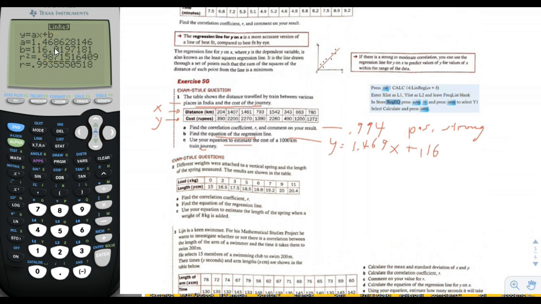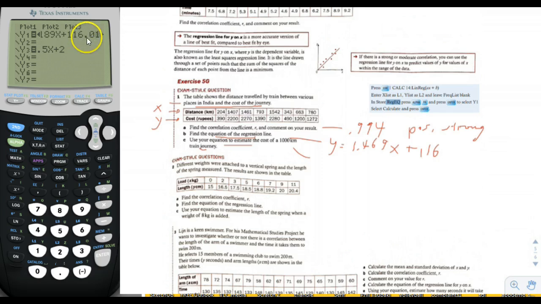Okay, and then it asks to use the equation to estimate the cost of a 1,000-kilometer train journey. We can do that because we have already put our equation into y equals. We can see it right here, right? There it is right there.